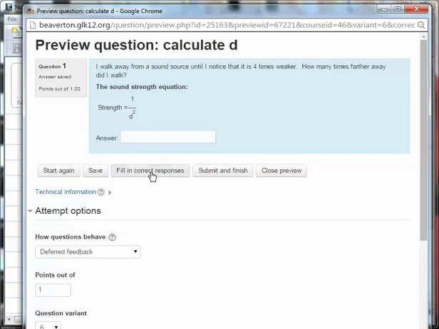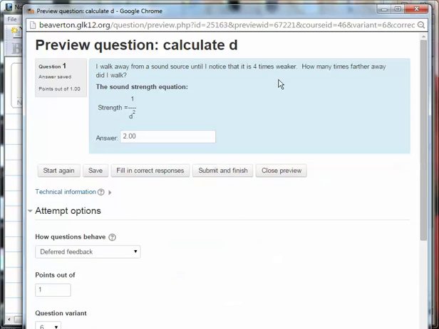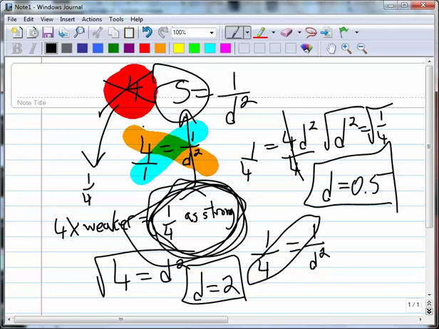So let's hit this button here. Fill in correct responses. 2. Okay. So there you go. Just as a quick review, since the question said 4 times weaker, you needed to recognize that 4 times weaker is the same thing as 1/4 as strong. So rather than put a 4 in for S, we should put in a 1/4 for S. There you go.